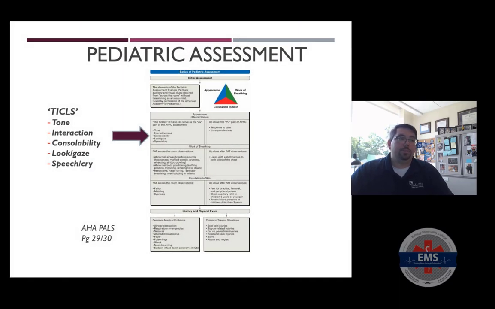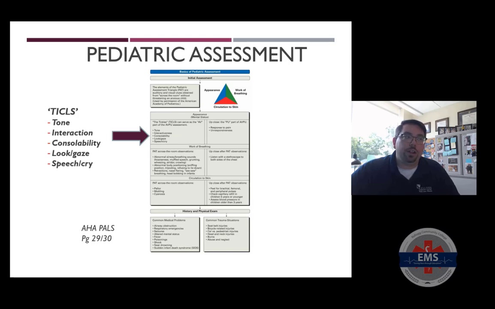Now, one of the things that you'll find in your book, this is again going to be in your AHA PALS manual on pages 29 and 30, when you look at the basics of pediatric assessment, your initial assessment is really going to have to do with the elements of the pediatric assessment triangle to make sure that those are all in working order, remembering that if one side of the PAT falls out, the child is more likely to have a serious deterioration. From there, we're going to take a look at their appearance and mental status.